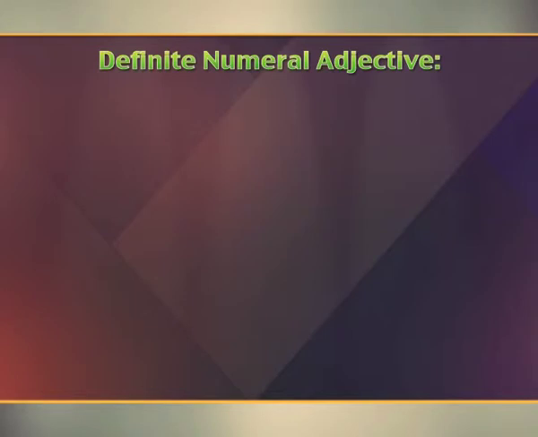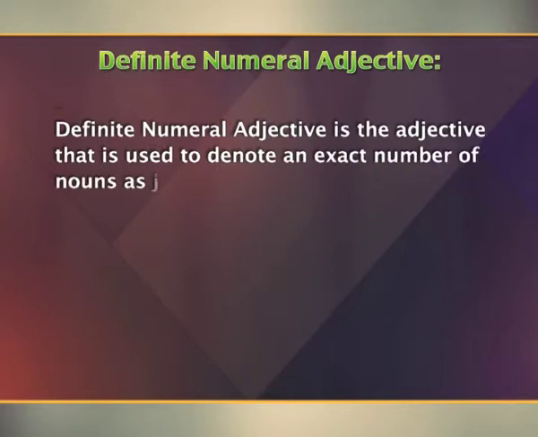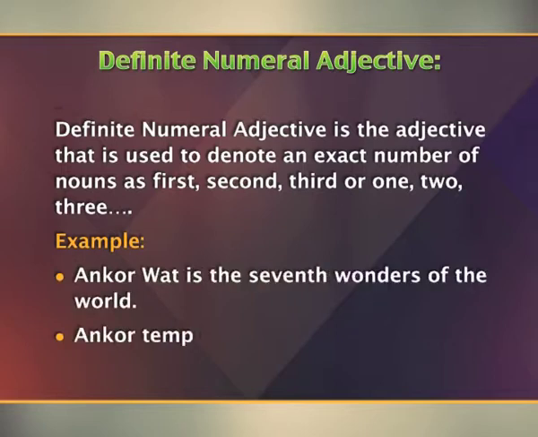Definite numeral adjective. A definite numeral adjective is the adjective that is used to denote an exact number of nouns, such as first, second, third, or 1, 2, 3. Example: Angkor Wat is the 7th wonder of the world. Angkor Temple has got 5 towers.